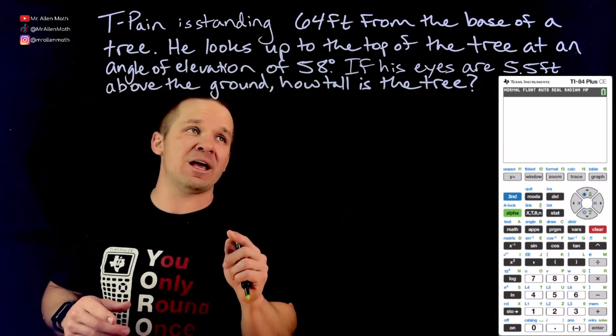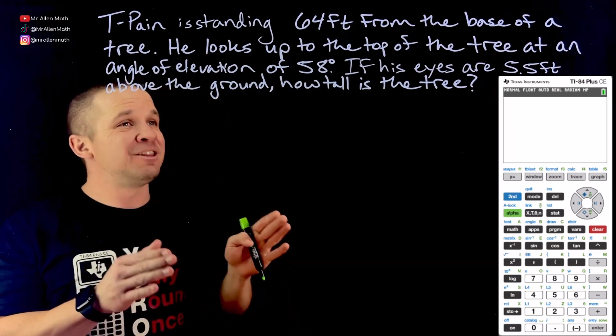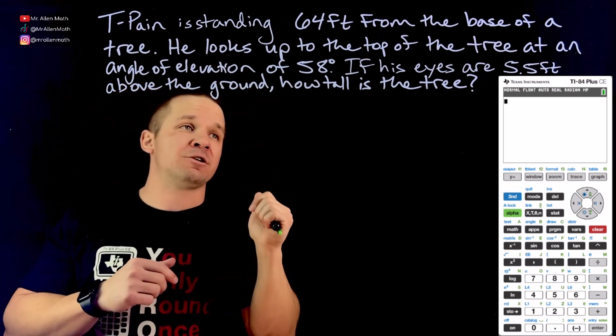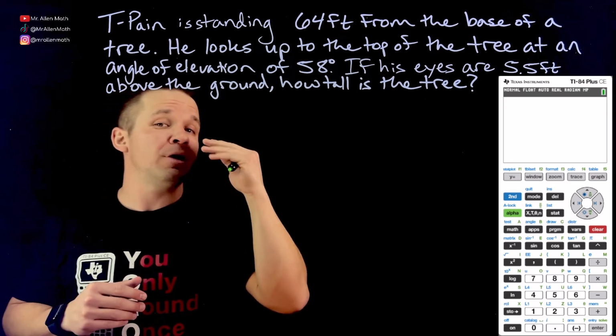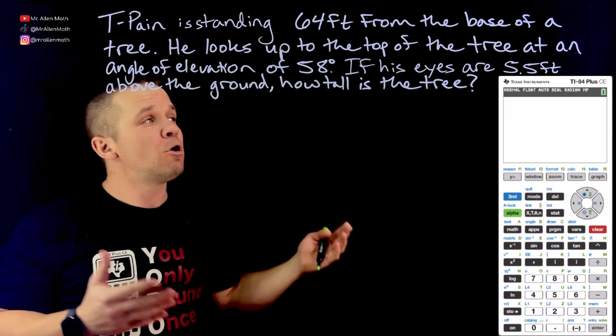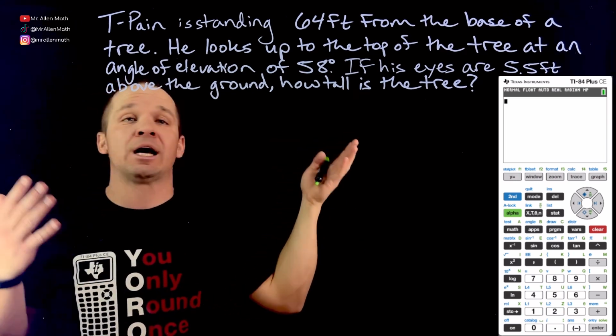Here's a little application of right triangle trigonometry with T-Pain, who is standing 64 feet from the base of a tree. He then looks up at the top of the tree and observes an angle of elevation of 58 degrees. Now his eyes are 5.5 feet above the ground, so how tall is that tree? Perhaps he's going to cut this thing down, wants to make sure it's not going to hit his house. Got to know what the height of the tree is.